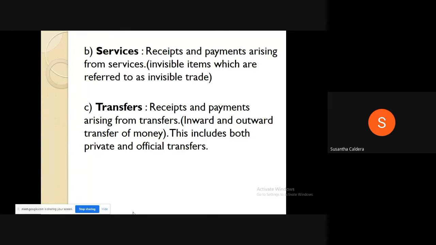Transfers. Receipts and payments arising from transfers, that is inward and outward transfer of money. This includes both private and official transfers. Private transfers, like worker remittances and all, come under these transfers. Right?